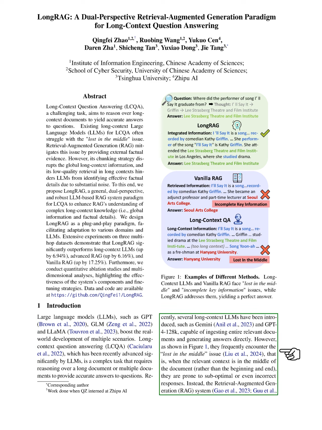Recently, models such as Gemini and GPT-4 128K have emerged, capable of processing entire documents. However, they often struggle with the lost in the middle problem, where relevant information located in the middle of a document leads to subpar or incorrect answers.